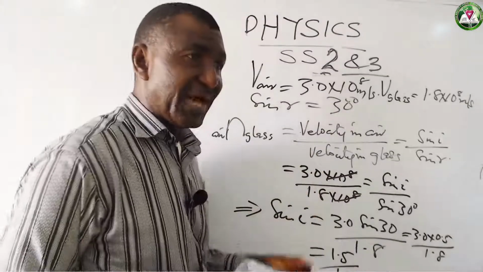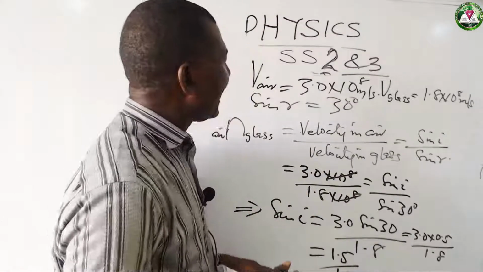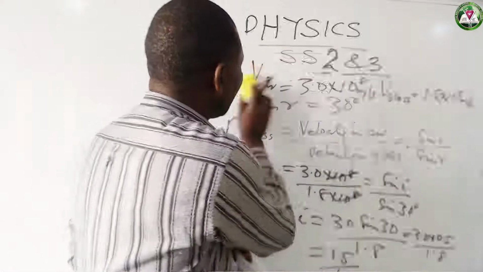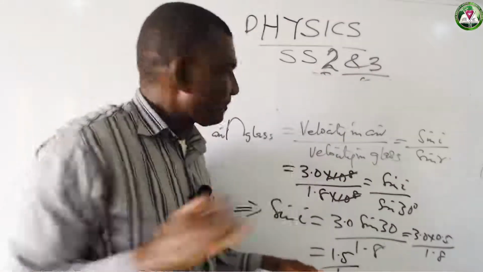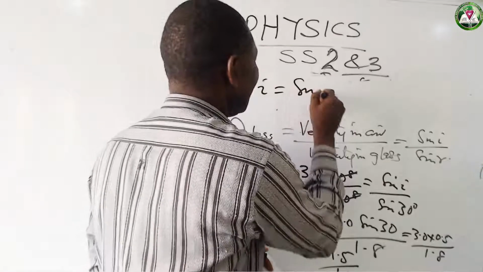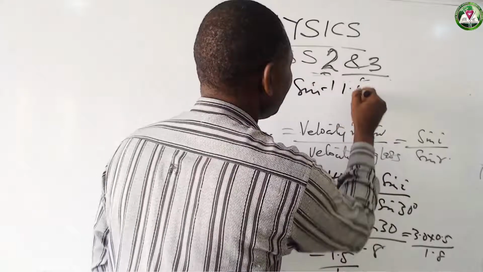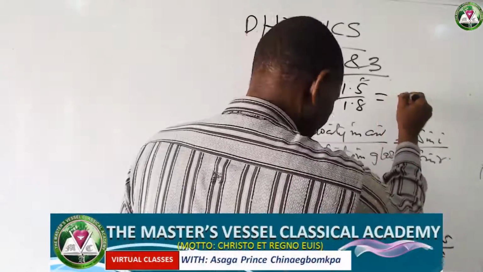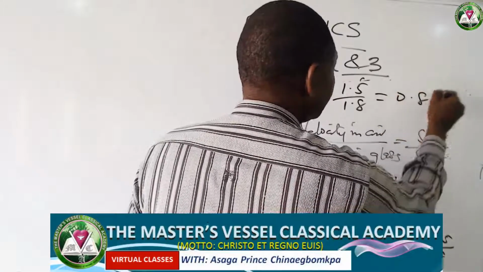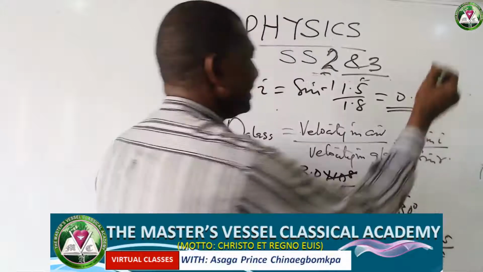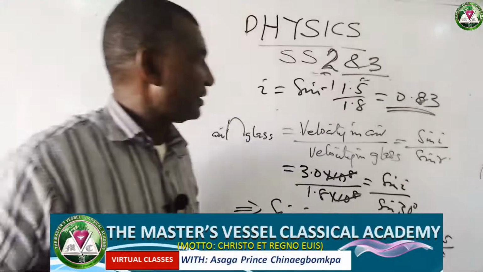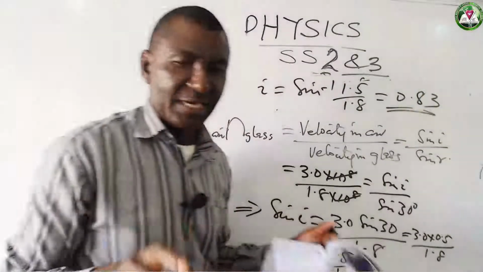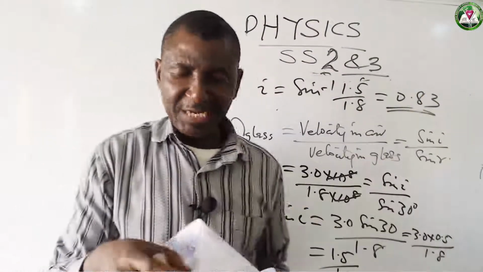So when you now divide, you get the value. Then you take the sine inverse. i is equal to sine inverse of 1.5 over 1.8. So when you use your calculator, it will now give you 0.83 approximately. So that will be the sine of the angle. If you use your calculator and calculate, it will give you 0.8 approximately.